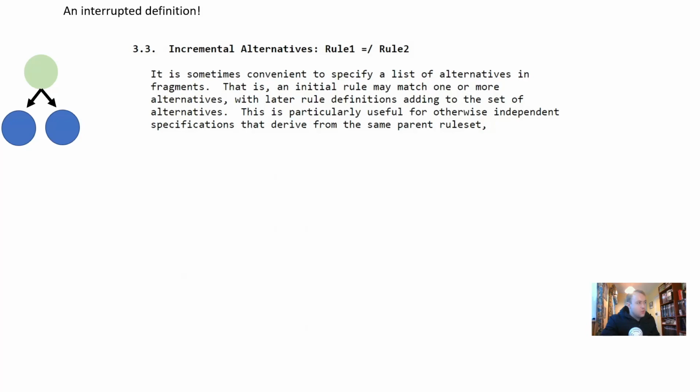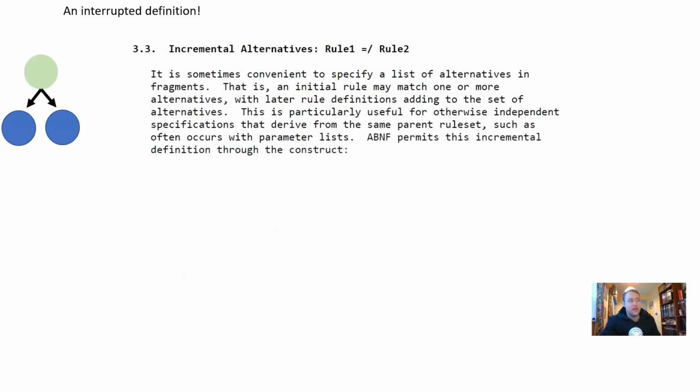So how would that work? The independent specifications, you use this =/ to say, actually, this is just carrying on, adding to the rule that's in the parent specification, and that would mean that they're somehow dependent on it, or it would communicate that actually this is part of something bigger. And they say this often occurs with parameter lists. ABNF permits this incremental definition through the construct, old rule =/ and then you put the additional alternatives.